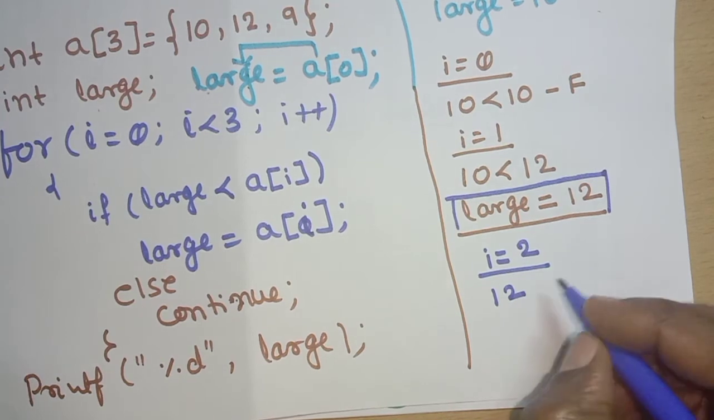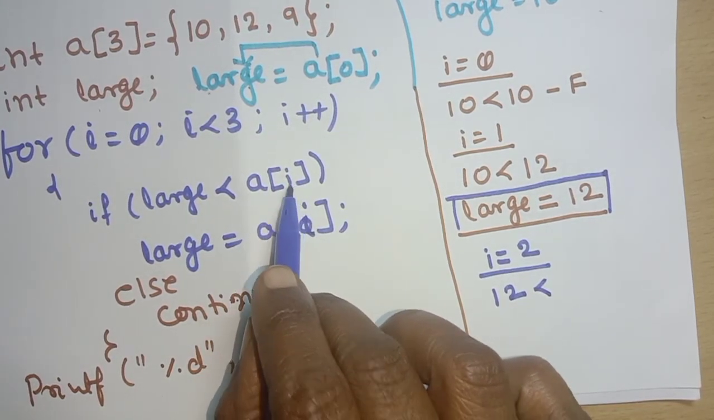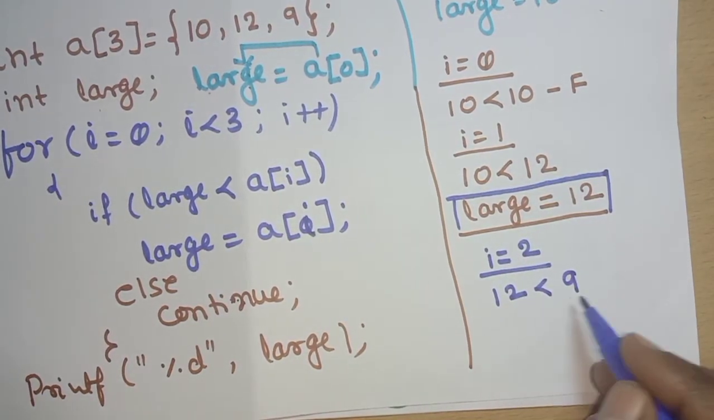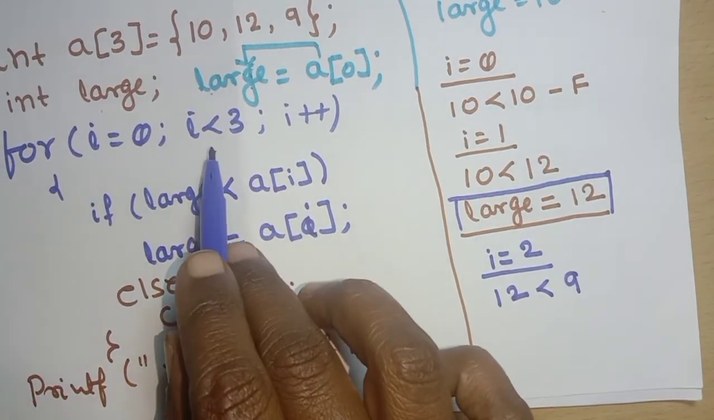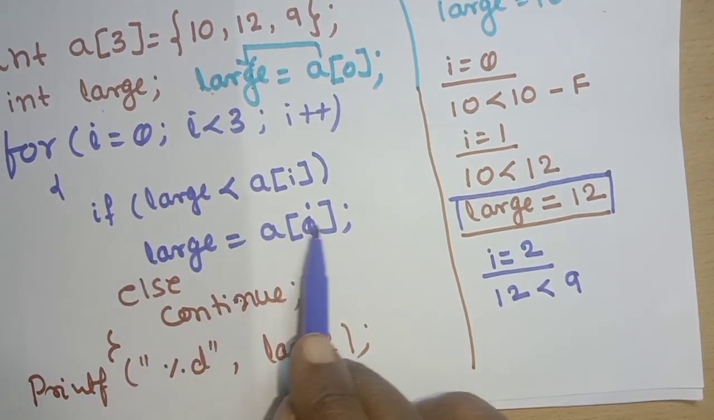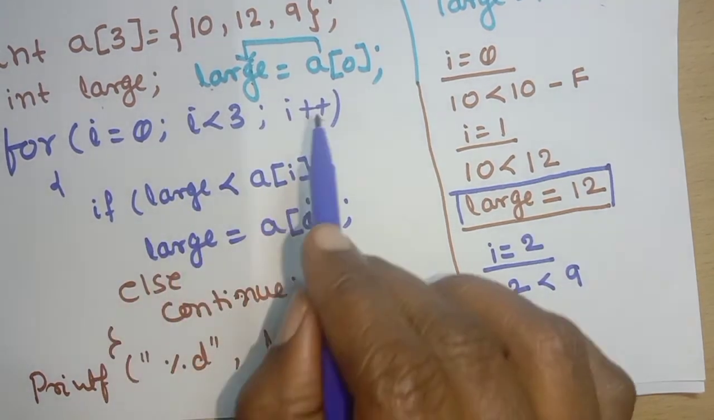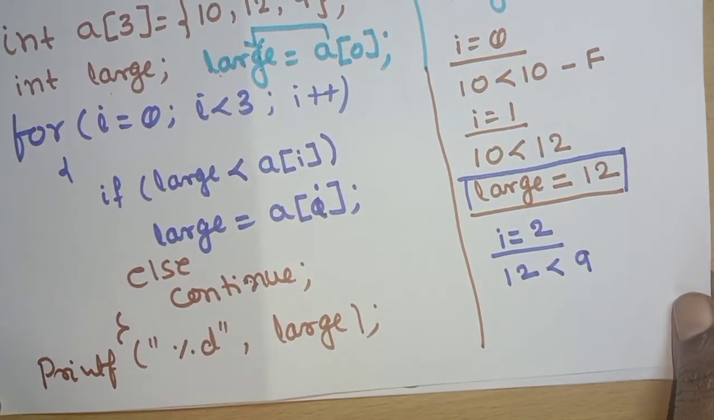Okay, 12 is less than a[2]. What is the a[2] value? 9. Is 12 less than 9? Is the condition true? No, it is not true. Then this is not going to execute, it just continues, and the i value is incremented. So large contains 12 only.